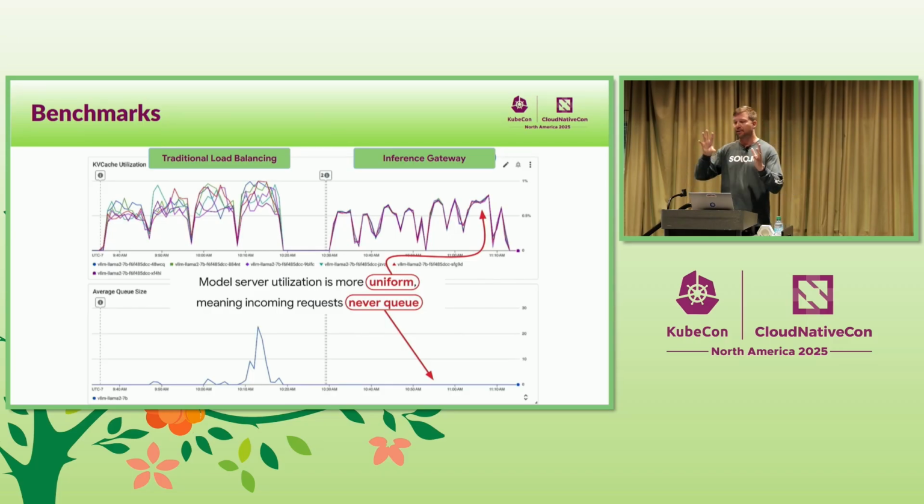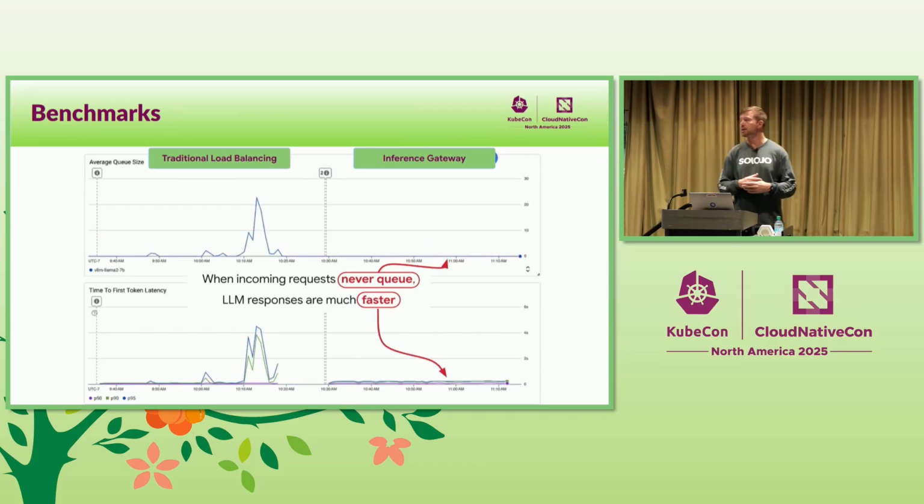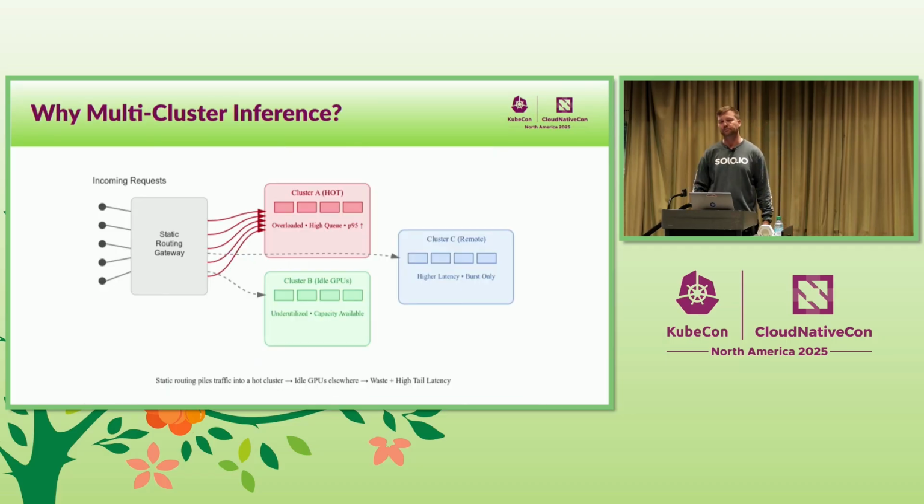And what you see here in the upper right-hand corner when you're using inference gateway is that the utilization of the KV cache is much more uniform. And what does that mean? The requests never get queued. And when the requests never get queued, the responses are much faster. So our tail latency, time to first token, is much lower compared to typical load balancing.